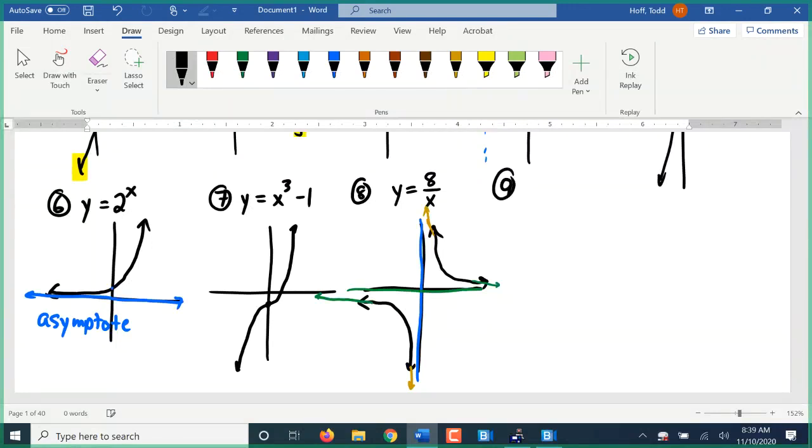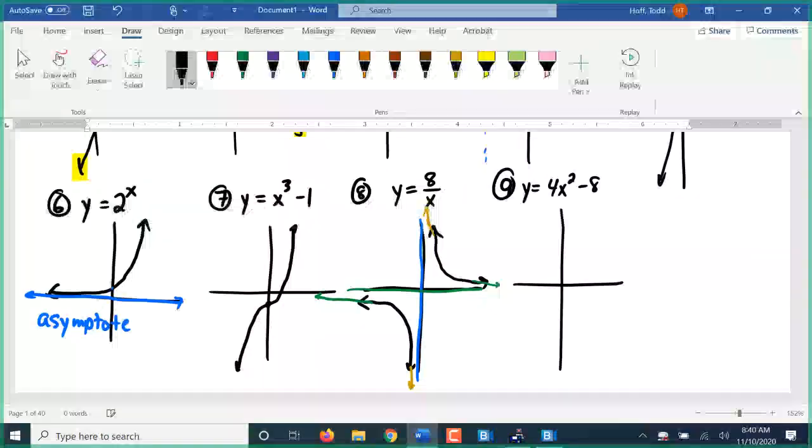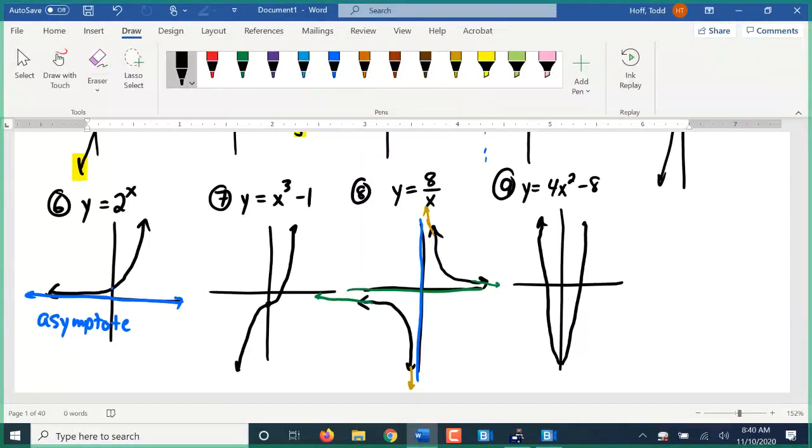Number 9. The equation was y equals 4x squared minus 8. We end up with a really sharp, narrow parabola. Like that. And finally, number 10. y equals 3/4 x minus 4.